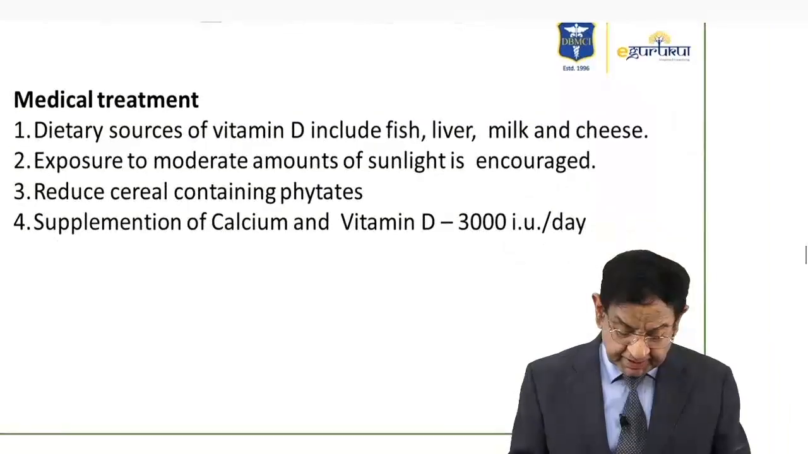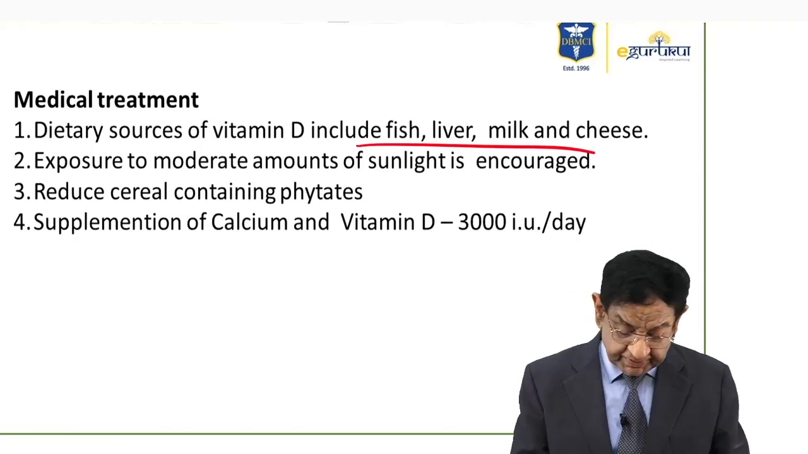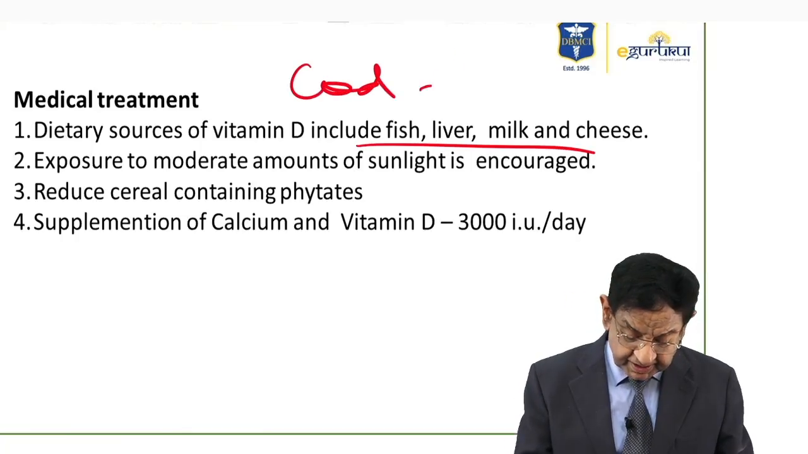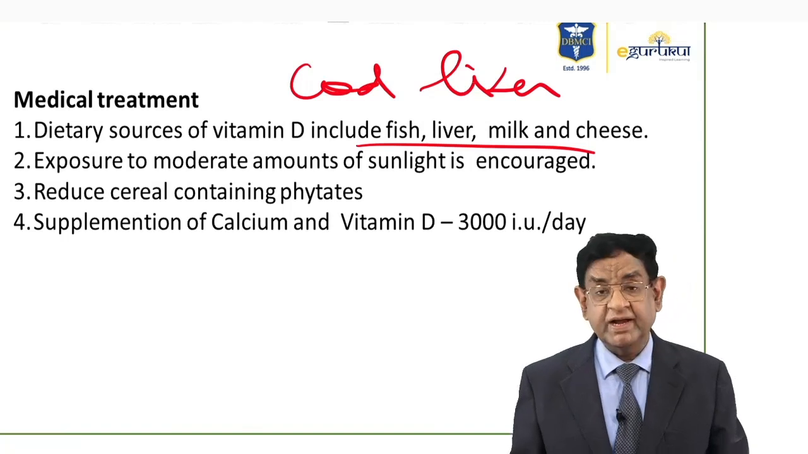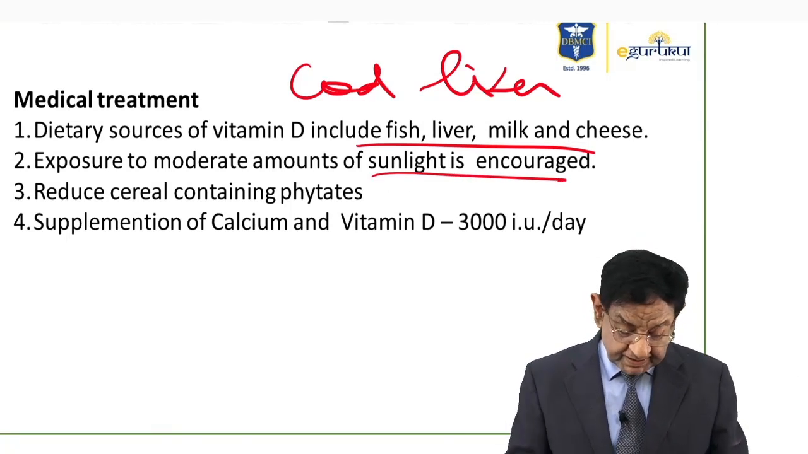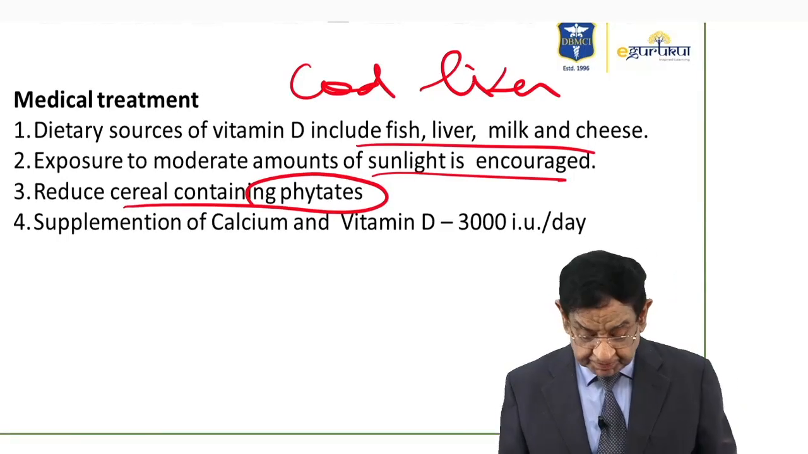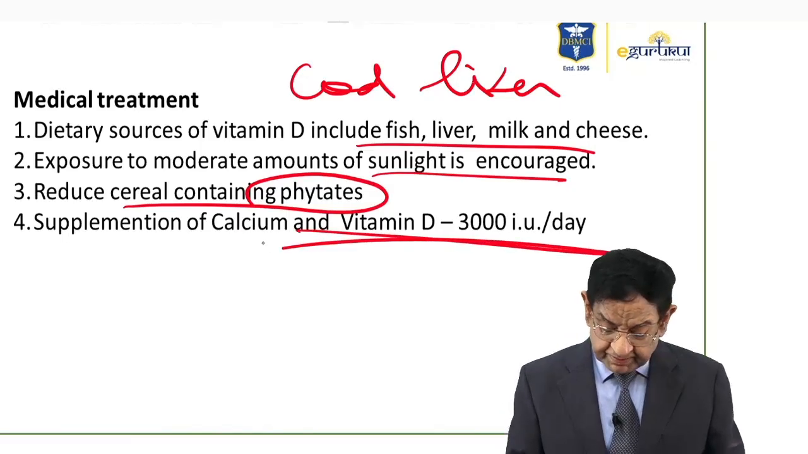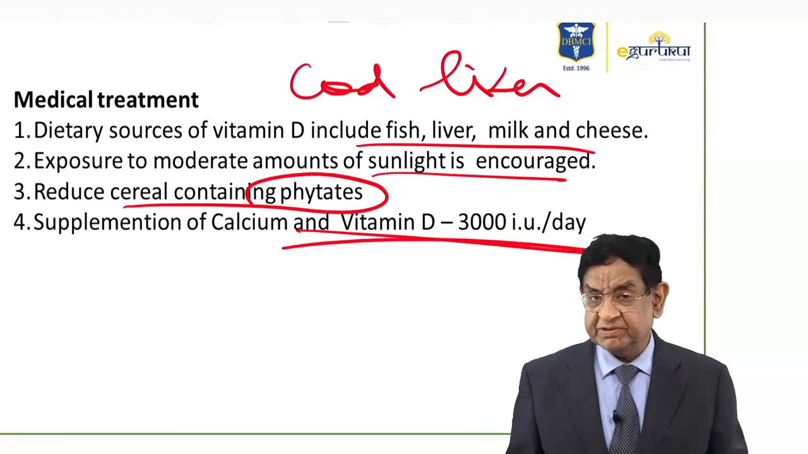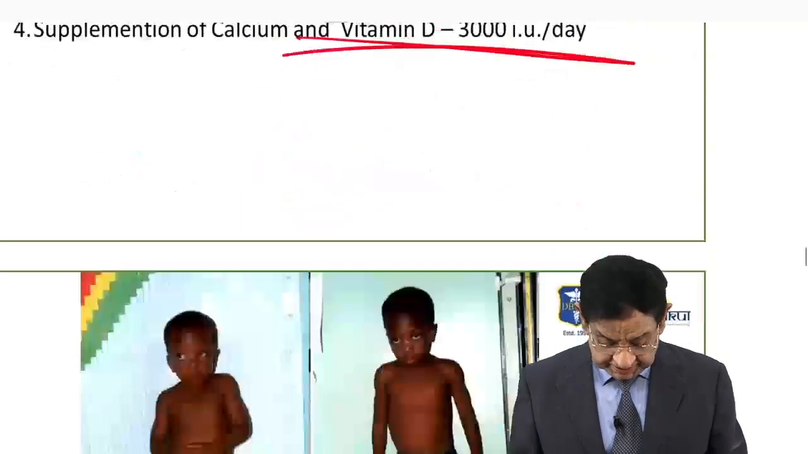The good sources of vitamin D are fish liver, milk and cheese. Cod liver has a very high amount of vitamin D, cod liver oil, and sunlight exposure. Cereals contain phytate. They hamper calcium absorption, and you have to give supplements for a routine patient. But if the patient is really deficient in vitamin D, then you have to give a high amount of vitamin D. Loading doses you have to give so that the recovery occurs very fast.